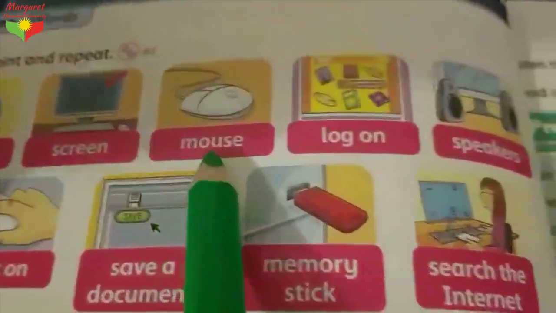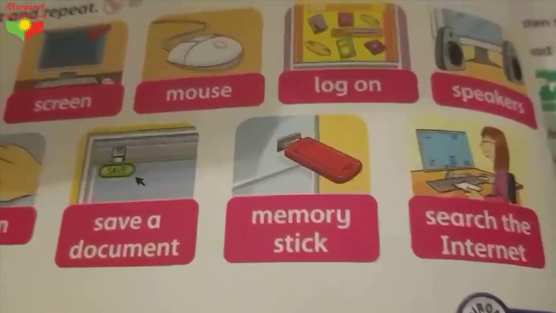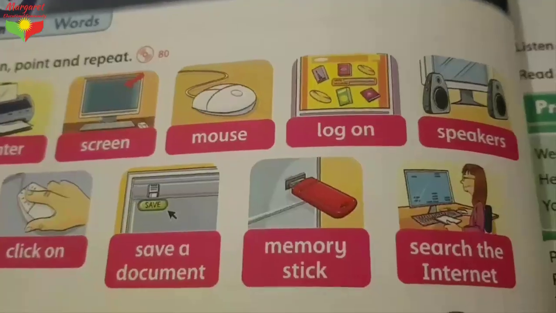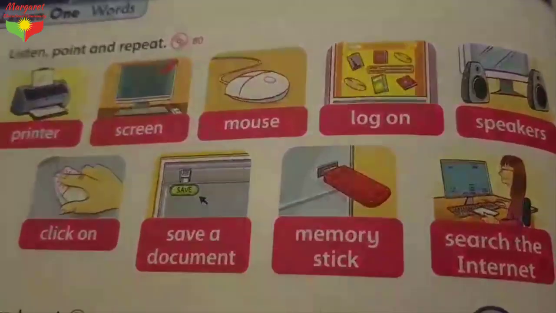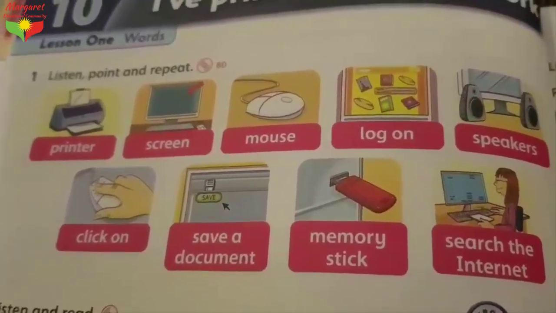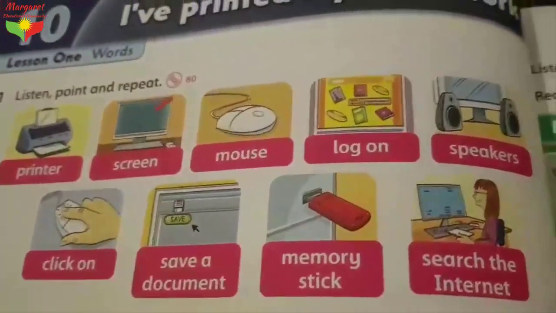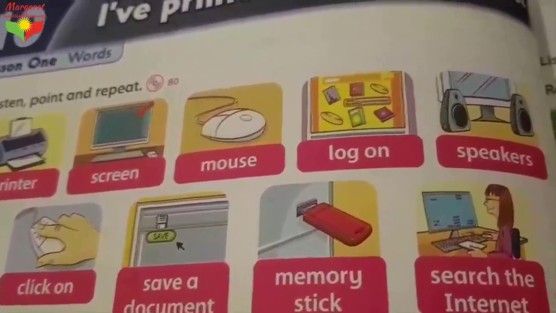And during using the mouse, you can control your computer, okay? So after mouse, we have log on. Log on, let me explain for you. For example, when you want to register your name in a program or in a project, and at this time you want to enter that program. So for example, maybe the program asks you to write down your name, your password, or something else.